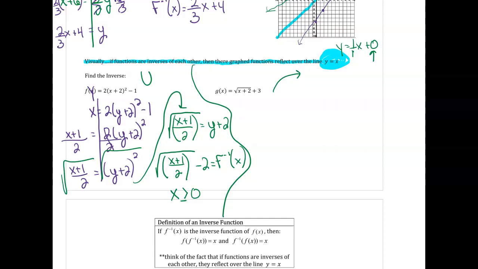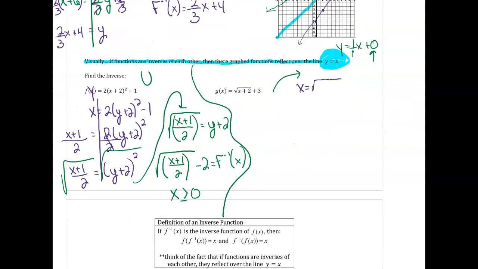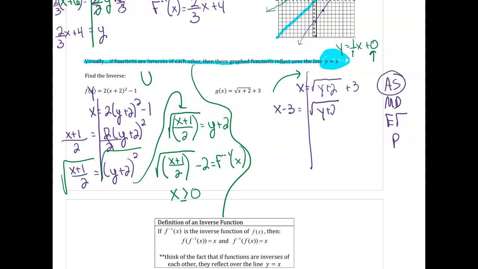So finding the inverse, and let me walk through this one a little more. I'm going to go ahead and just switch X and Y around. And walking you through what I'm doing. So here is my order of operations, all of these inverses. So the first thing I'm going to do to get Y alone is undo the addition with subtraction. So it's going to be X minus 3 on the other side. There is no multiplication or division to get rid of because it's the square root of Y plus 2.